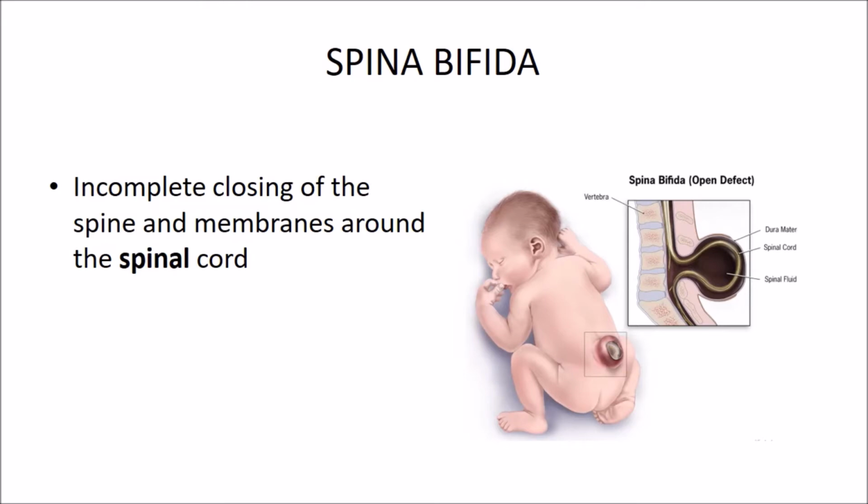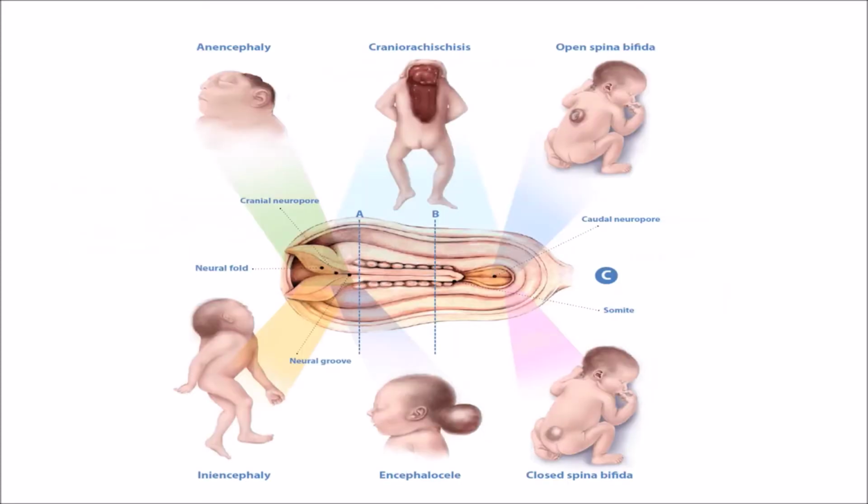So here we are at the spina bifida, the most common of the neural tube defects, which we will discuss in detail. So spina bifida is incomplete closing of the spine and membranes around the spinal cord. So the spinal cord will not be formed as normal, and there will be a defect within the spinal column, and the neural structure will protrude out. There are different types of spina bifida we will discuss in coming slides.